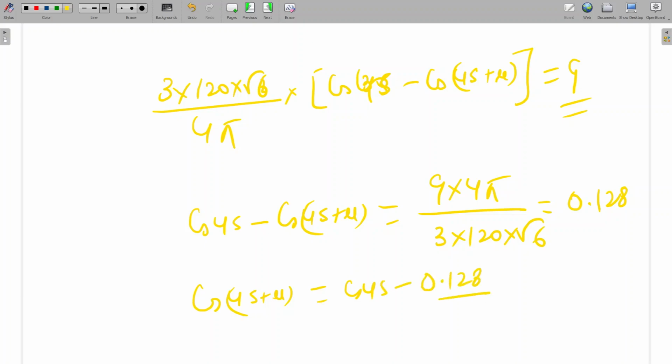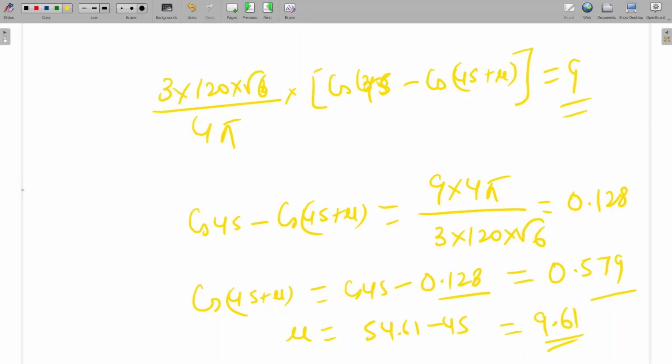Okay, and this cos inverse we have to take. How much is this one? 0.579, sir. So we take the cos inverse of 0.579. This is 54.61, sir. So mu will be 54.61 minus 45. Mu is equal to 9.61, sir. Correct. So the mu value is 9.61.